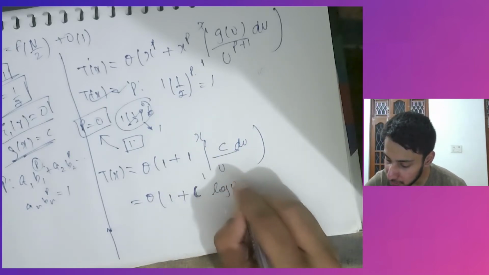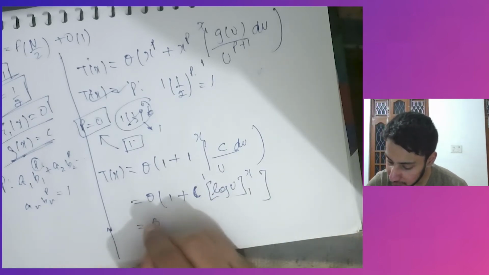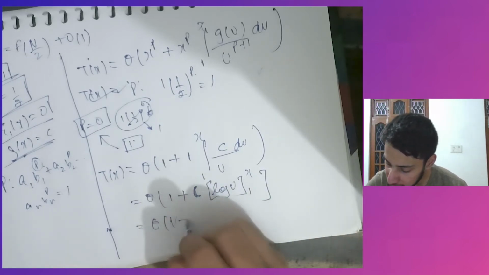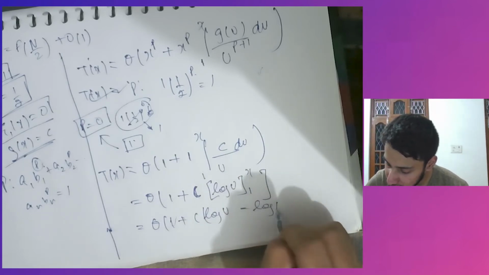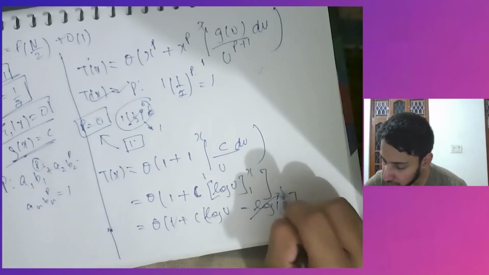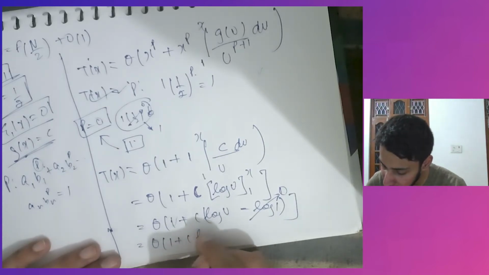C log u from 1 to x, that's it, equal to theta into 1 plus c log x minus log 1. What is log 1? Log 1 is 0. So it is equal to theta into 1 plus c log x.